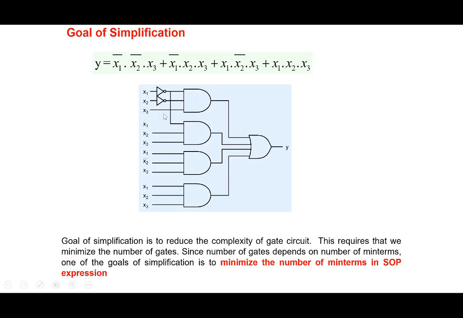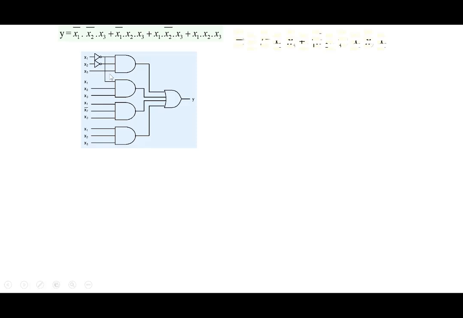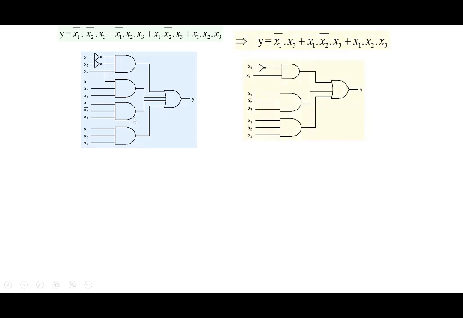And note that each one of these gates, if we ignore this NOT gate for a moment, each one of these major gates that we have represents a term here. This particular AND gate is used to represent this term. This one is for this term here. So minimizing the complexity of the circuit means minimizing the number of gates, which basically means minimizing the number of terms in the expression. The lesser the number of terms in the expression, the less complicated the expression is, the less complicated the circuit is.